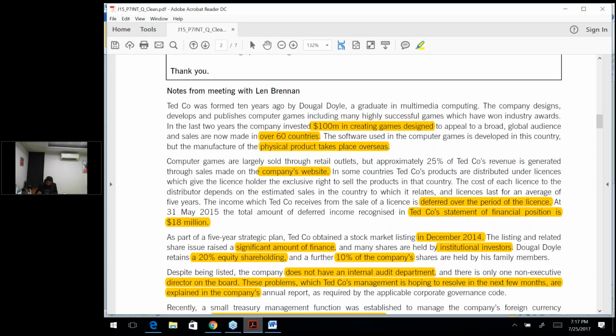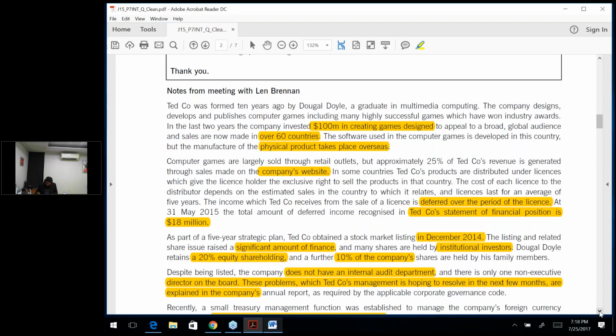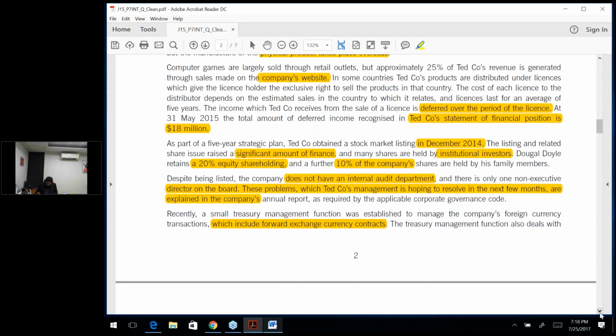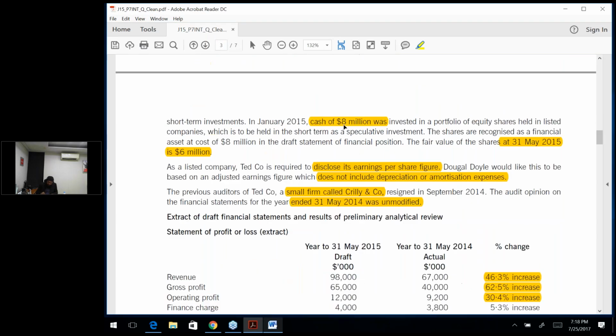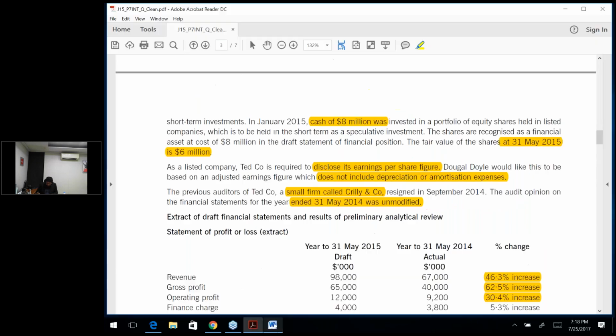Number 2, it says that the deferred income recognized is 18 million. So the deferred income which is recognized is 18 million, again divided by the total assets. And then if I talk further, there is 8 million of the investment, and the investment is to be now written down to 6 million. That means you can calculate it 2 ways. One of them could be 6 divided by total assets, or it could be 2 divided by the profit before tax. Why? Because it would impact the profit and loss account.